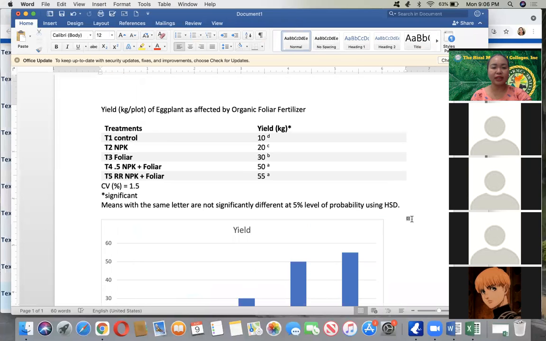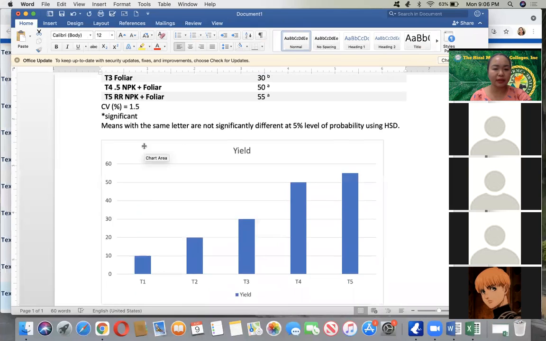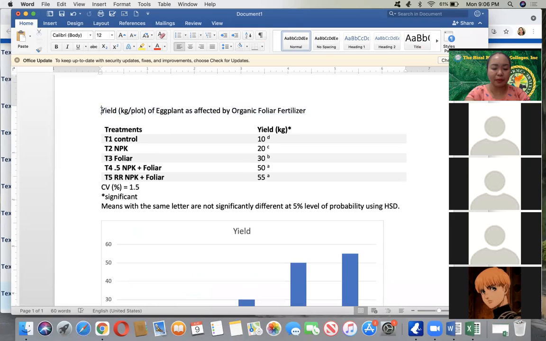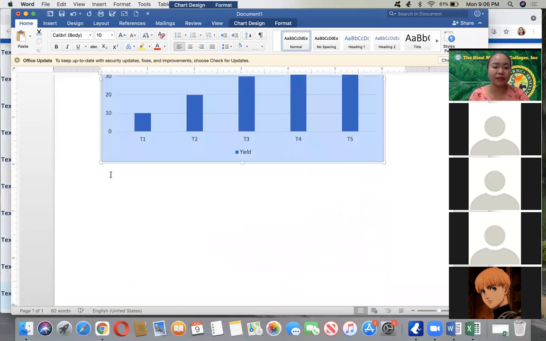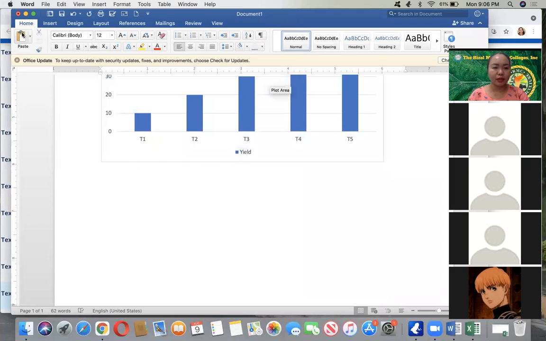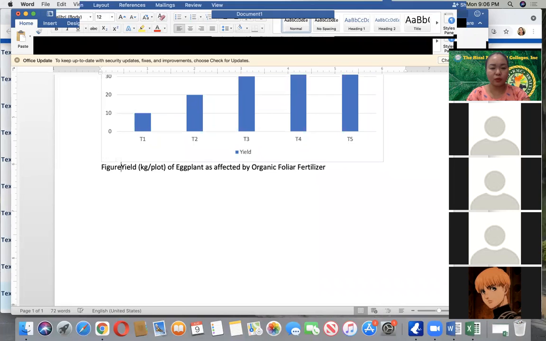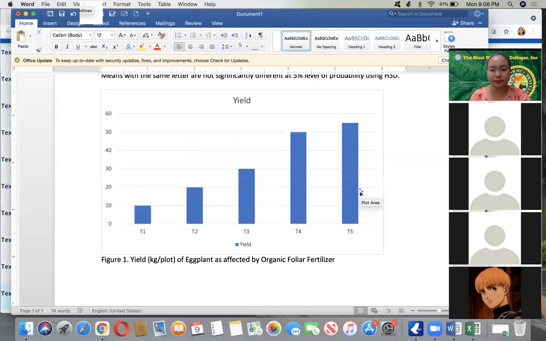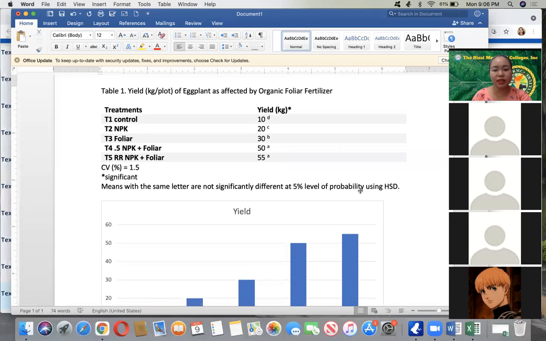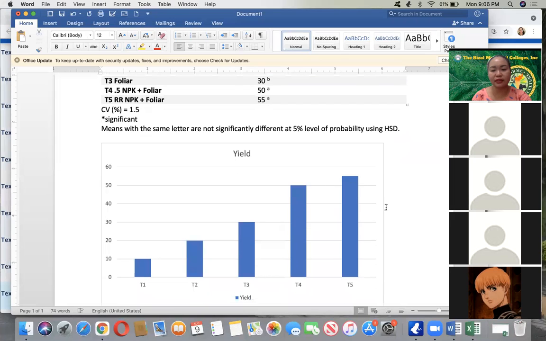And then, of course, like this one, you have to write, let's say this is Table 1. And for a figure, you put the title below the figure. So let's say this is Figure 1. Do you have any questions? We still have 5 minutes. You can also change your yield.